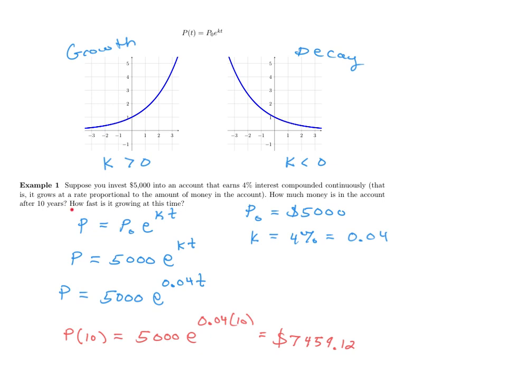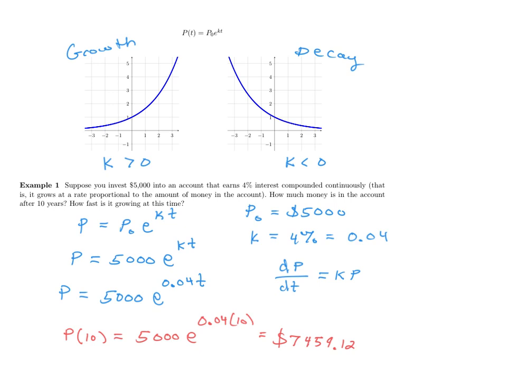Now, what about this other thing? How fast is this account growing at this time? The answer should be dollars per year. To figure that out, I need to take the derivative of my function with respect to time. But since we're told that the rate at which it grows is proportional to the amount of money in the account, we already know that this derivative is equal to k times p.